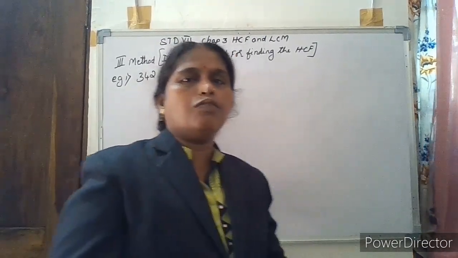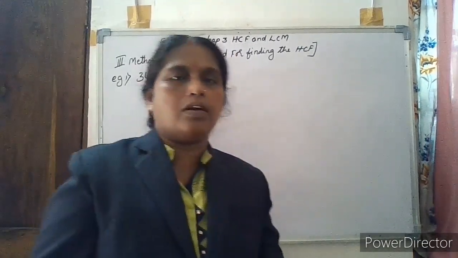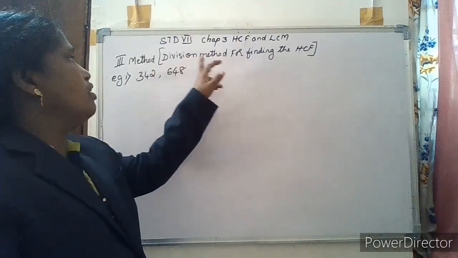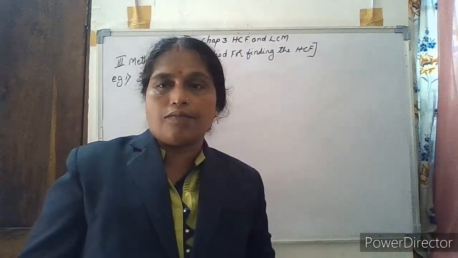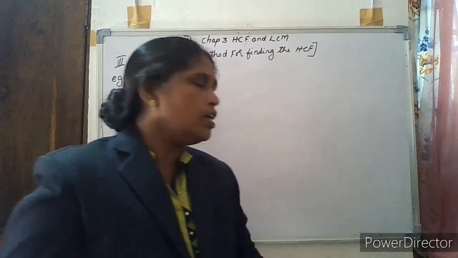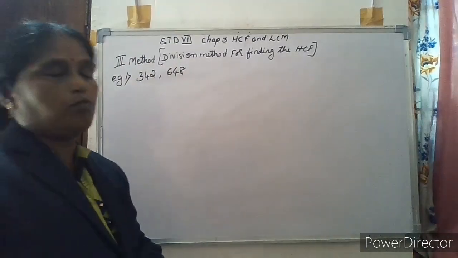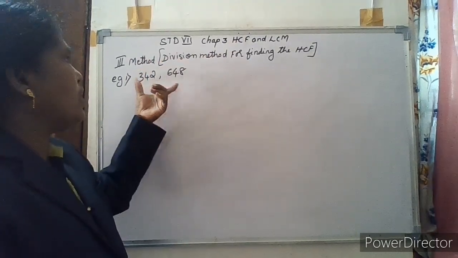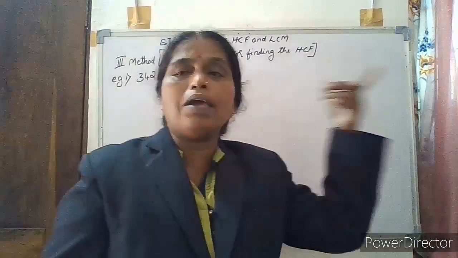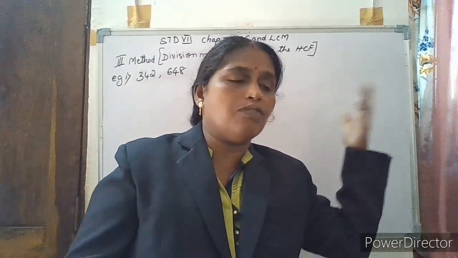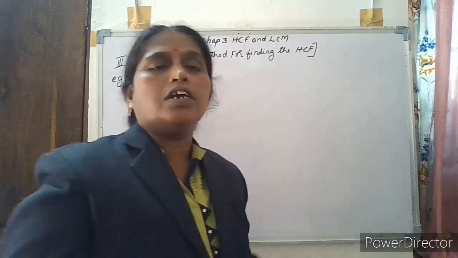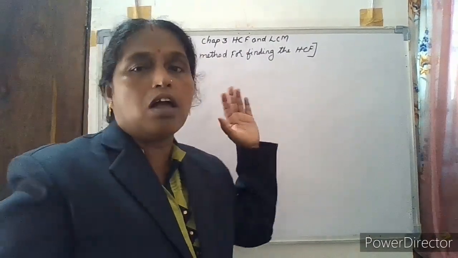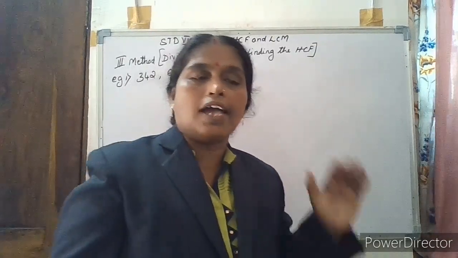Now we learn to find out HCF by the third method known as the division method for finding HCF. This method is a little different from the first two methods. Now this method is very suitable for finding HCF for some big numbers: 3 digit, 4 digit, 5 digit, any digit numbers. It would be a very suitable method to find out the HCF.